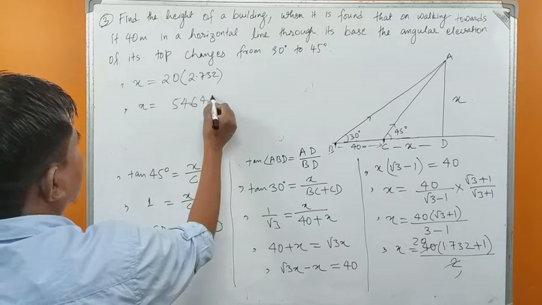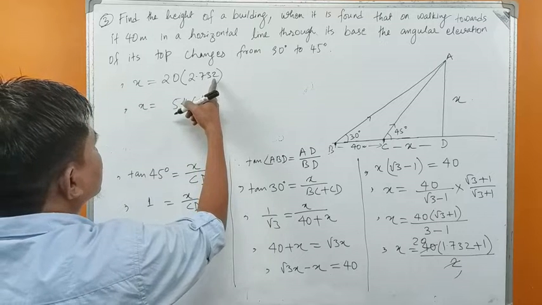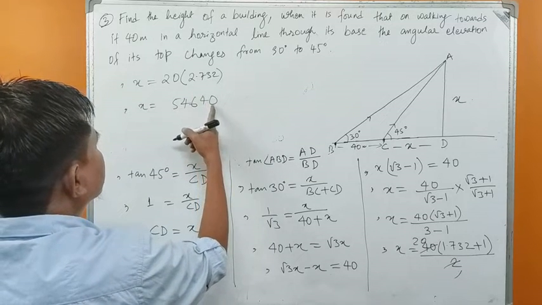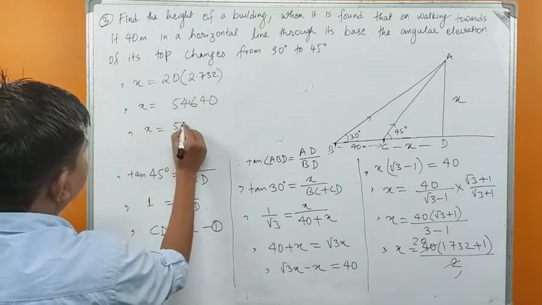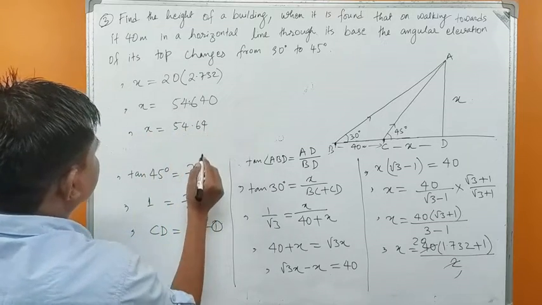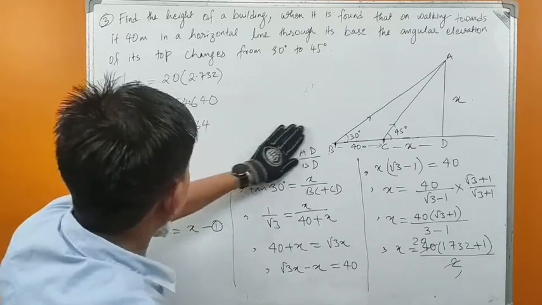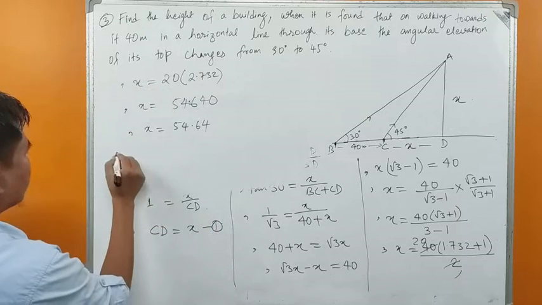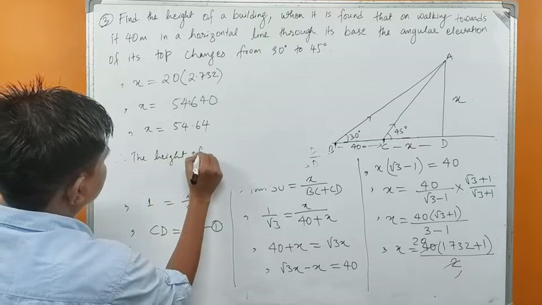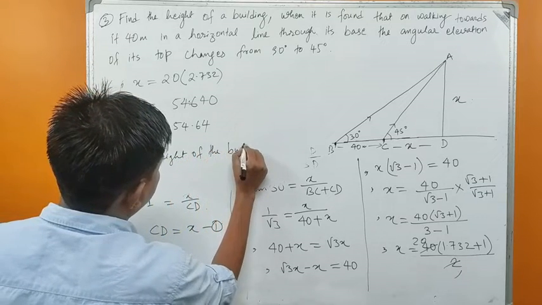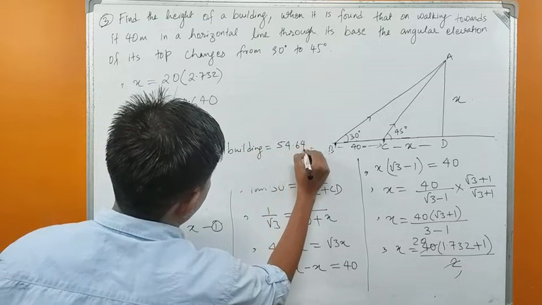Now this 0 comes here, 20 has 1 zero, so we put this 0 here. There is a decimal point before 3 digits, 1 2 3, so we put a decimal point before 3 digits. 54.640, or x equals 54.64, isn't it? 0 has no value, so we don't write that. 54.64. This means x is the height of the building, isn't it? Therefore, the height of the building equals 54.64 meters.